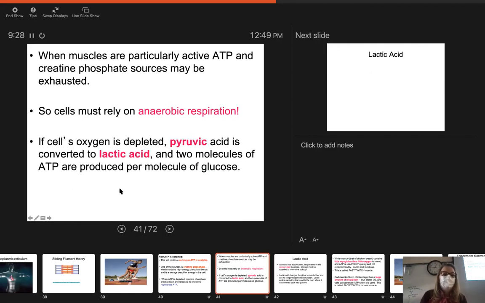Okay. Here we go. So we're filling in now. If a cell's oxygen is depleted, ready? Pyruvic acid is converted to lactic acid. Lactic acid goes on the blank. 2 molecules of ATP are produced. 2 molecules of ATP is not enough to keep you going. It's not enough.